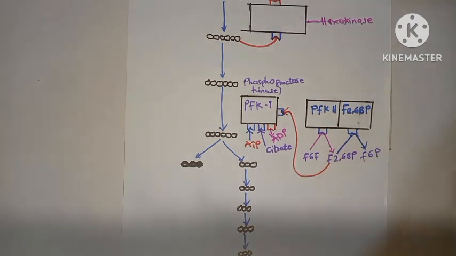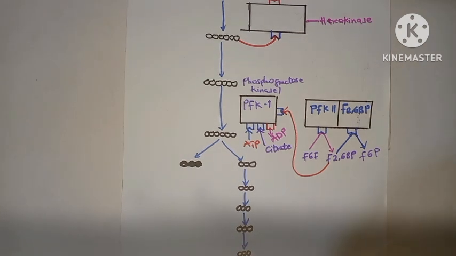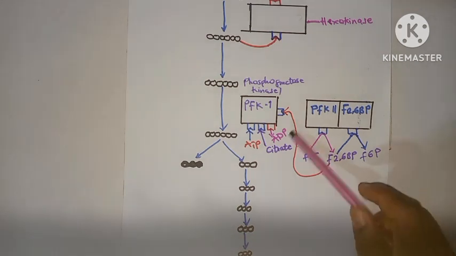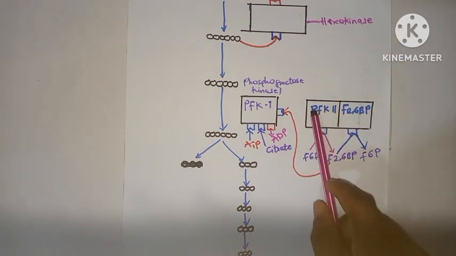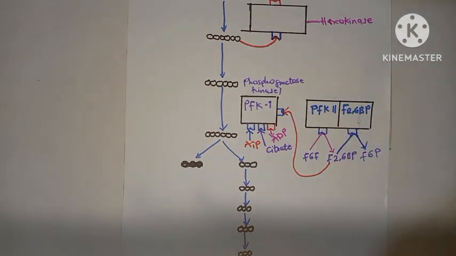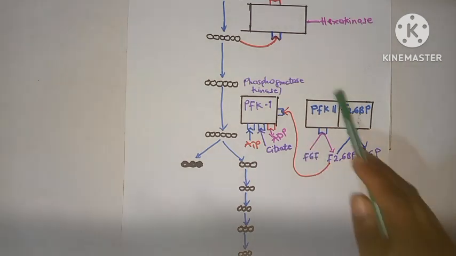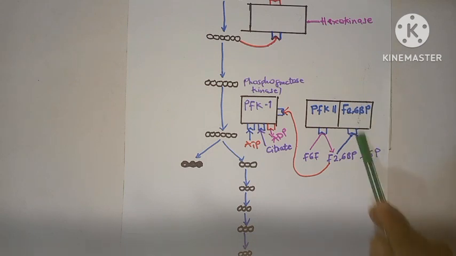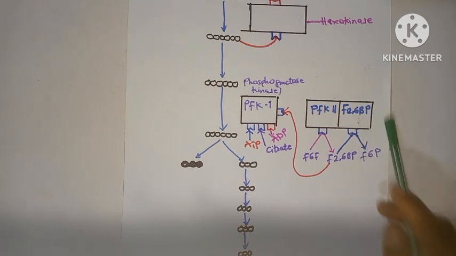When it does that, it stimulates fructose 2,6-bisphosphatase to convert fructose 2,6-bisphosphate to fructose 6-phosphate. So insulin comes in and removes the phosphate that is on phosphofructokinase 2, and in doing that, this will stimulate phosphofructokinase 2 and then inhibit fructose 2,6-bisphosphatase.